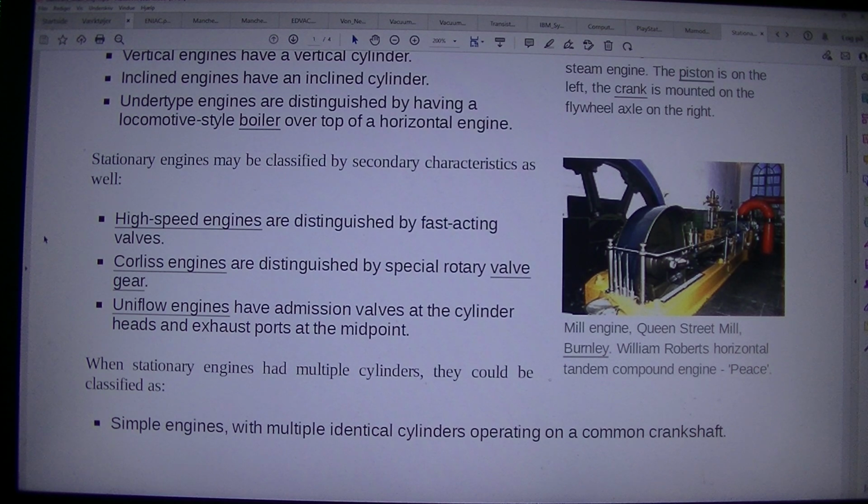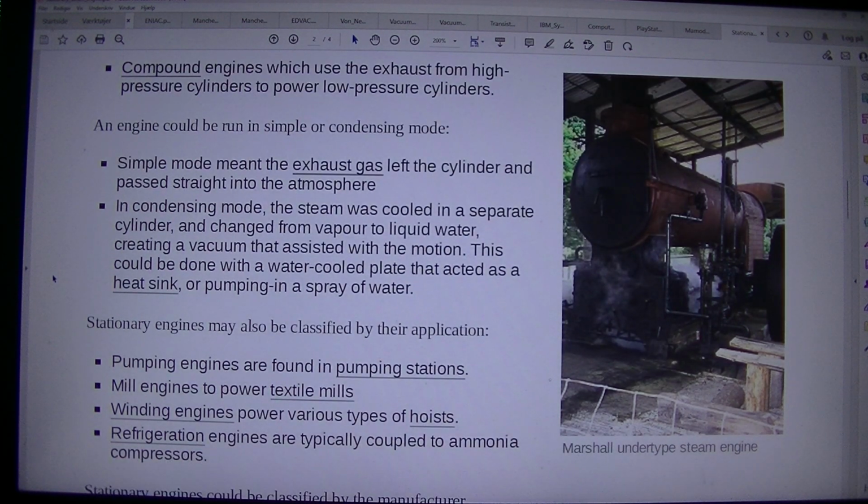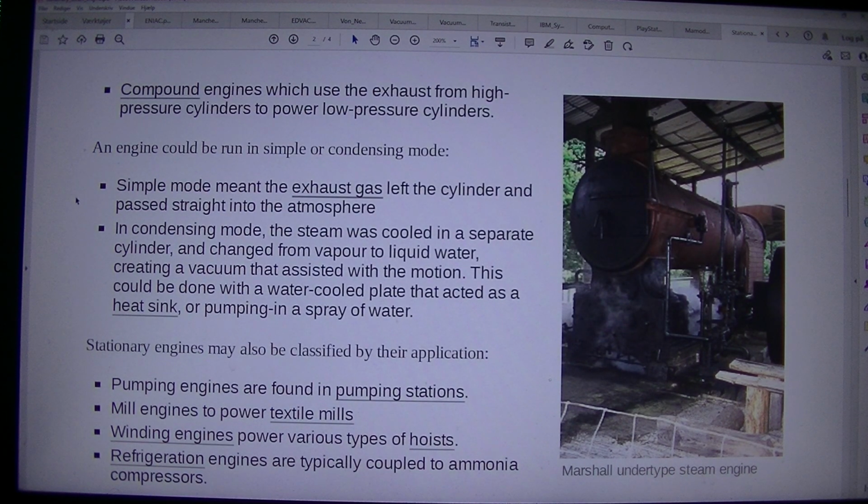High-speed engines are distinguished by fast-acting valves. Corliss engines are distinguished by special rotary valve gear. Uniflow engines have admission valves at the cylinder heads and exhaust ports at the midpoint. When stationary engines had multiple cylinders, they could be classified as simple engines, with multiple identical cylinders operating on a common crankshaft, or compound engines, which use the exhaust from high-pressure cylinders to power low-pressure cylinders.